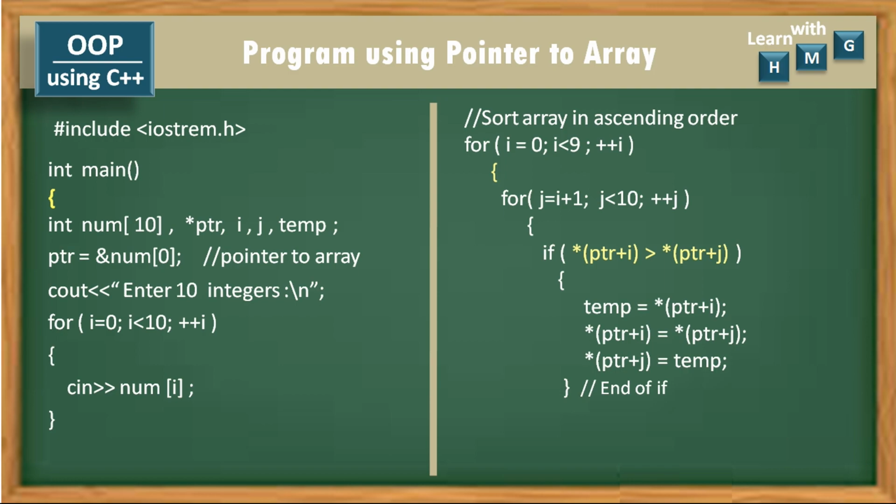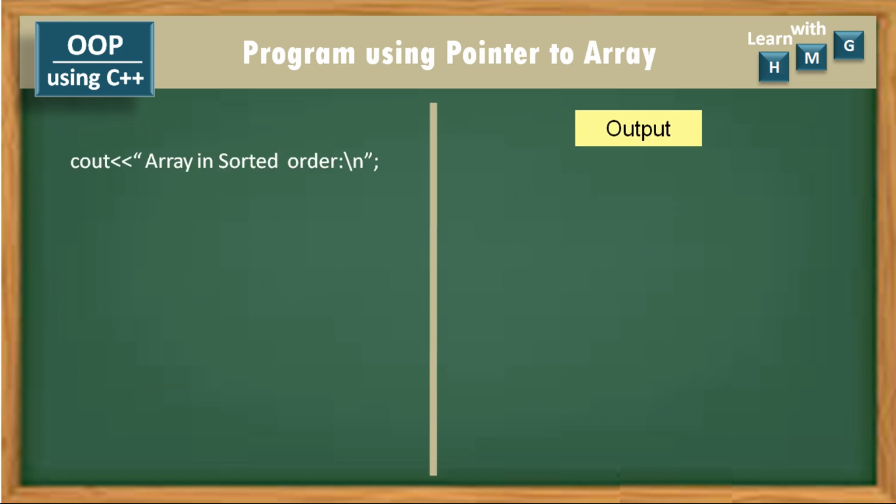Okay, so like this, this particular nested loop and if statement will arrange the elements in ascending order. Let us display the result on the next slide. I will display the array in sorted order using a loop from 0 to 9 and cout *(ptr + i), and in this way the array elements will be displayed in sorted order, because the array elements are sorted using that previous nested loop, and it is here only I am displaying in sequence 0 to 9.